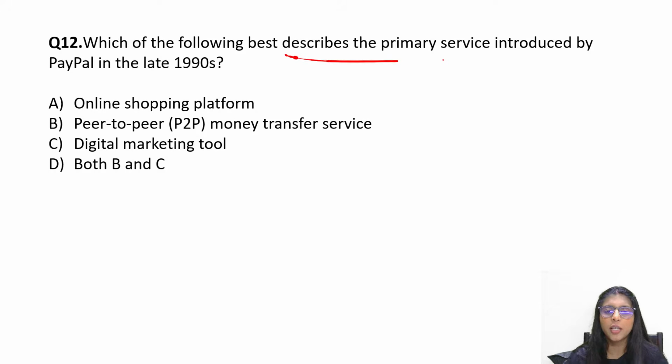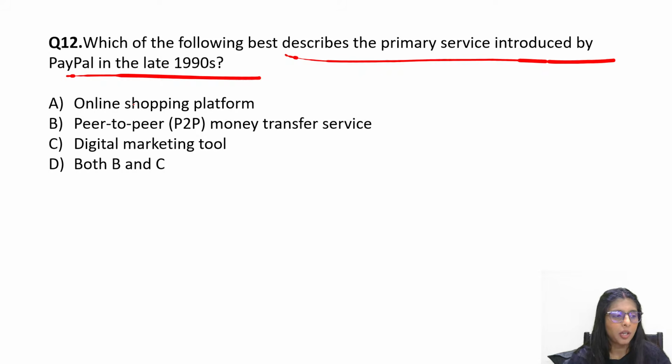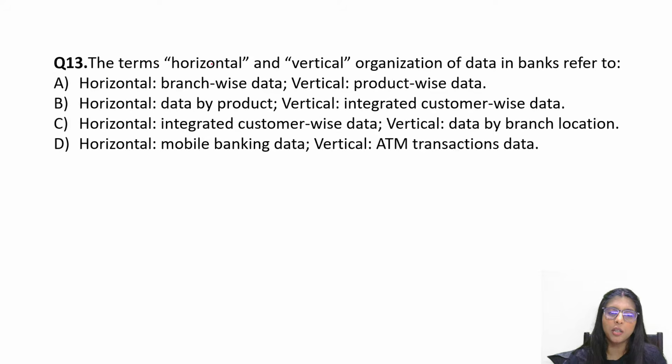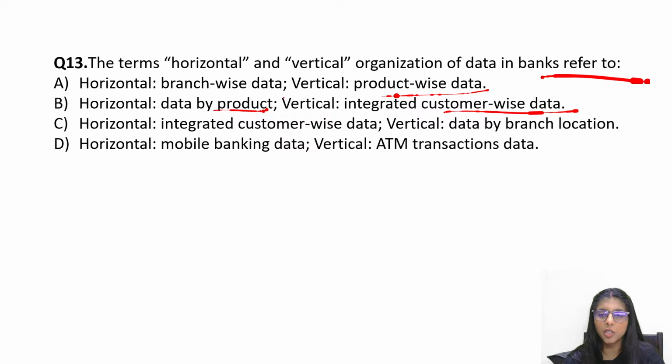Which of the following best describes the primary service introduced by PayPal in the late 1990s? It is a peer-to-peer money transfer service, that is P2P. Option B. The term horizontal and vertical organization of data bank refers to: horizontal level is branch-wise data, vertical is product-wise data. Option B is the right answer.